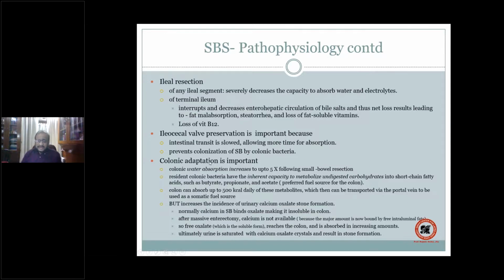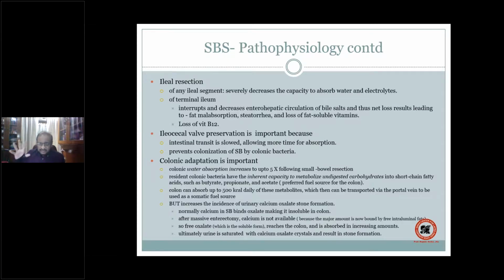Then we said the colonic adaptation is very important. Why? We have repeatedly been saying that if the colon is present, even 60 centimeters of small bowel will do. If it is not present, you have to have at least 120 centimeters of small bowel. Why is the colonic adaptation important, and what happens with it? Number one, the water absorption by the colon increases up to 5 times following a small bowel resection. Resident colonic bacteria have the inherent capacity to metabolize undigested carbohydrate, supplying the needs of the enterocytes which are found inside the colon.